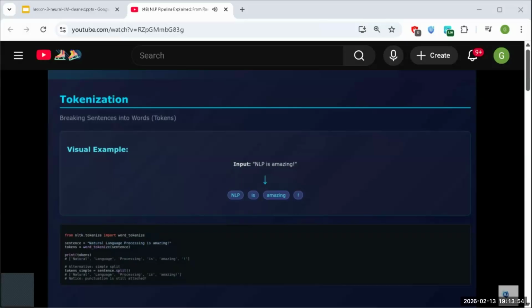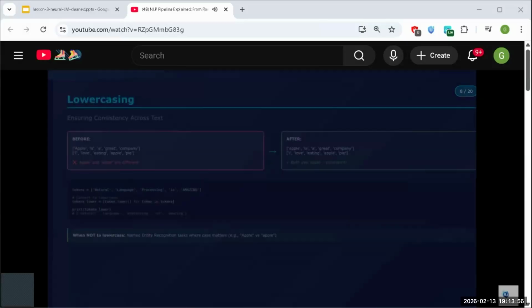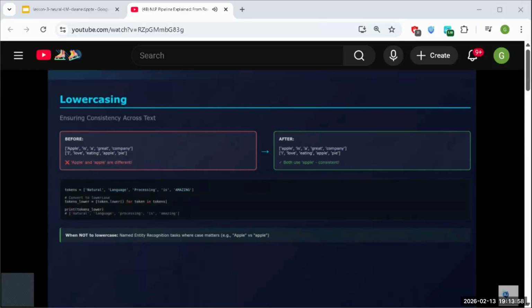That's important for analysis. Lowercasing is simple but powerful. We convert all text to lowercase to ensure consistency. Without this step, Apple, the company, and apple, the fruit, would be treated as completely different words. For most NLP tasks, we want to treat them the same way. One line of code, huge impact on consistency.